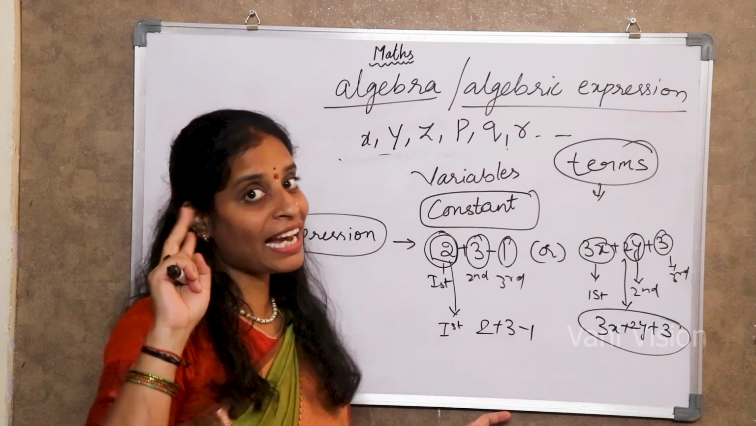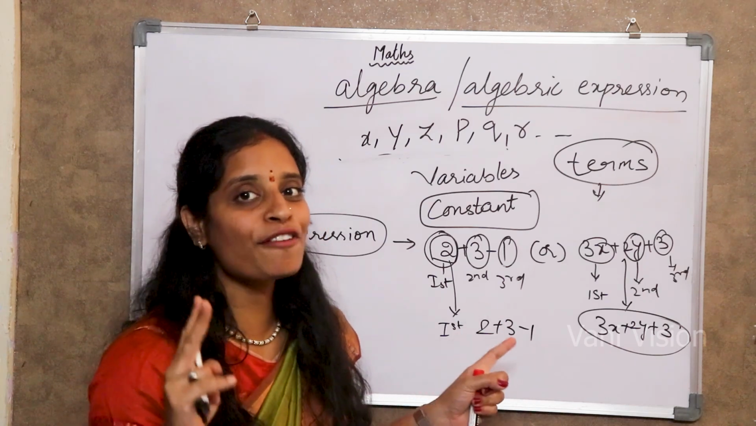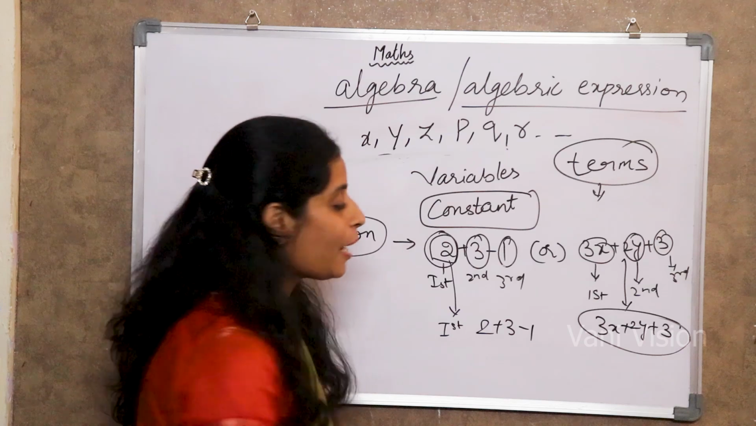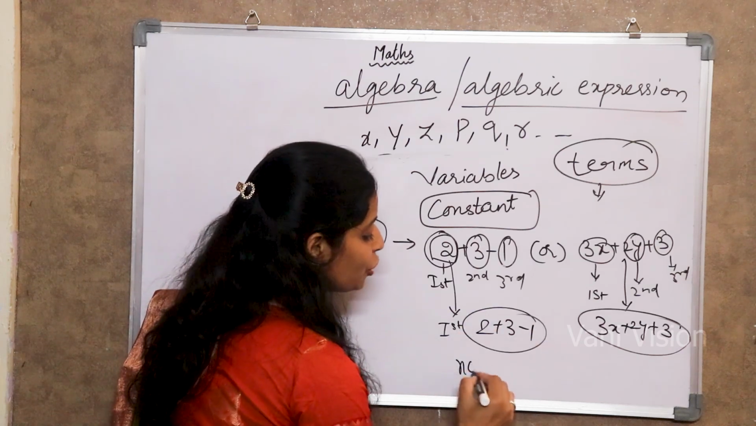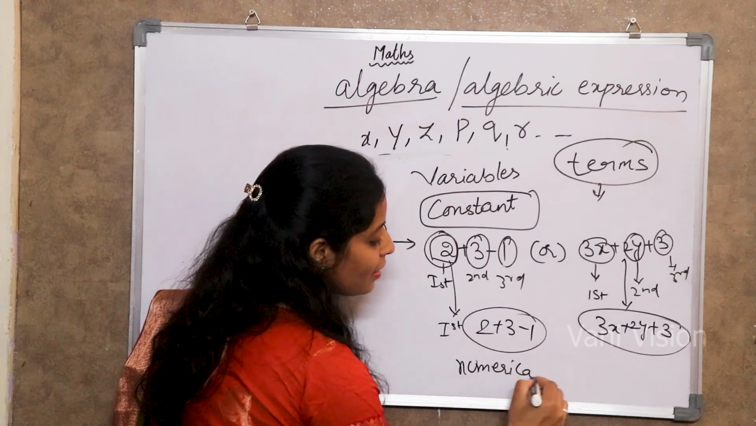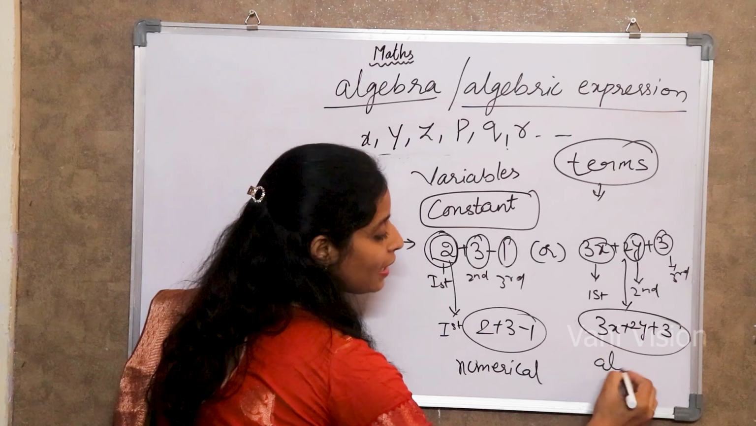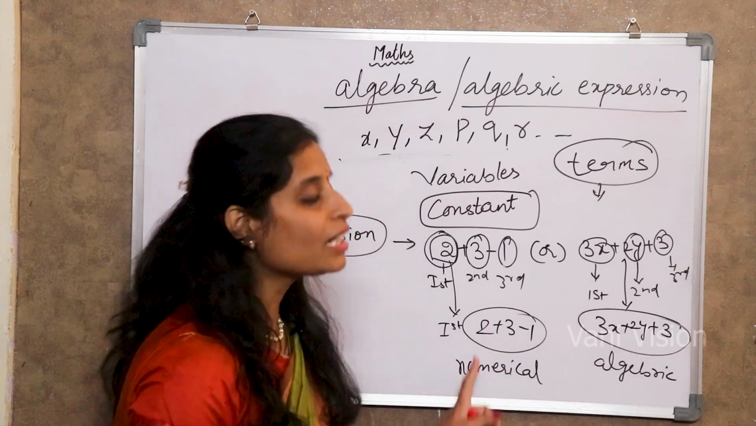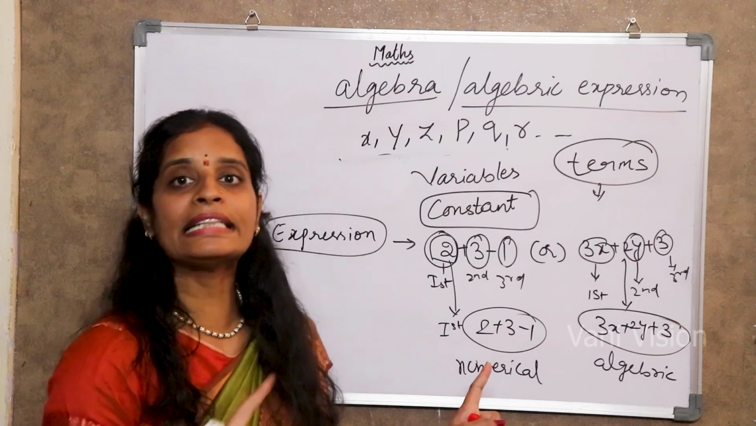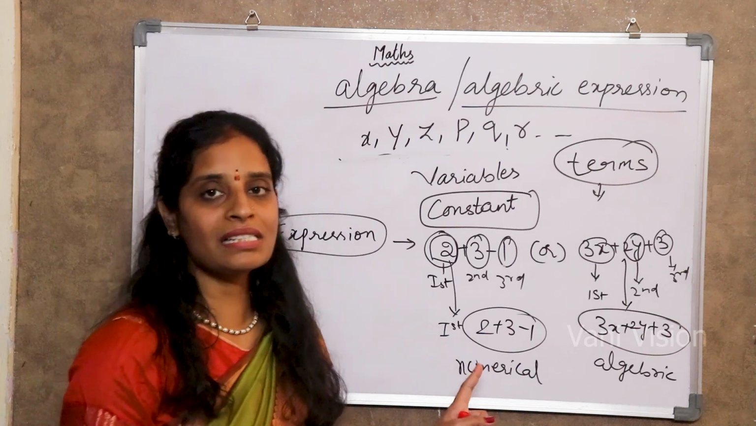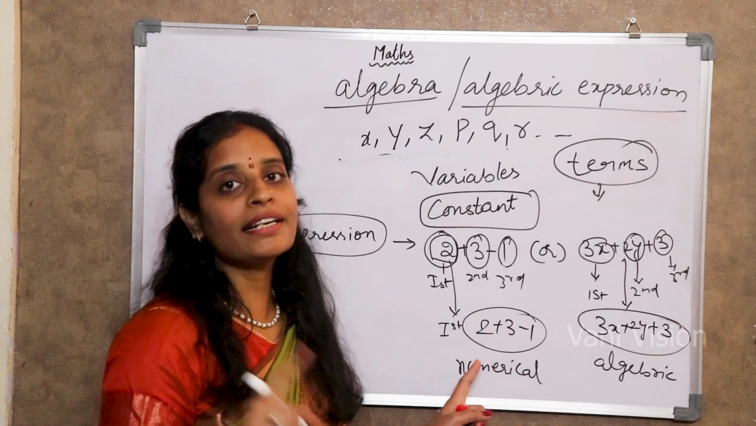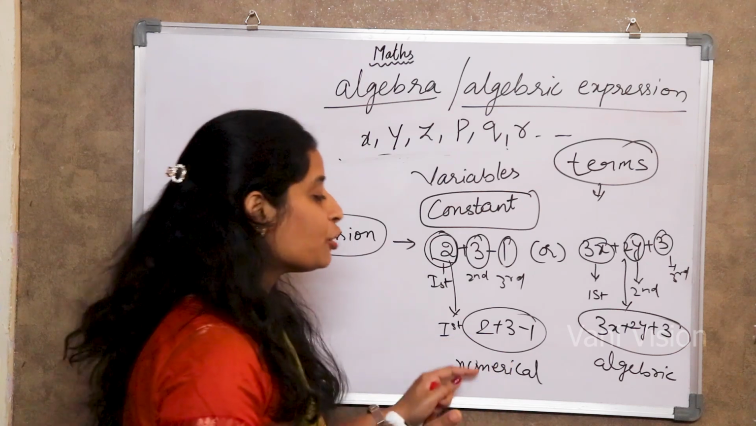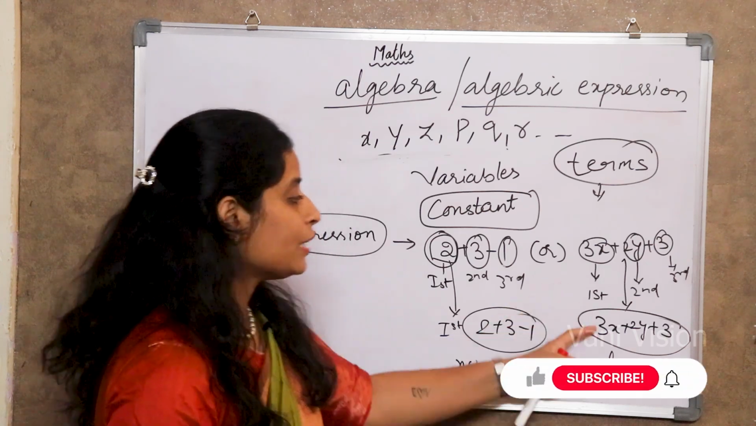That means we have two types of expressions. One is numerical, another one is algebraic. A numerical expression contains only numbers. The numbers are terms added and subtracted to form a numerical expression. And what?